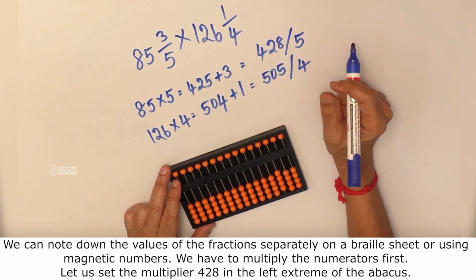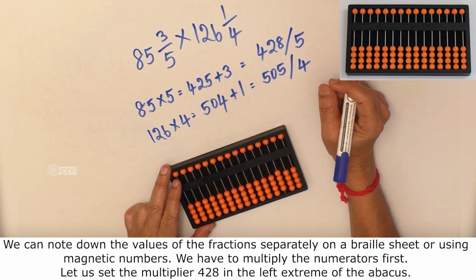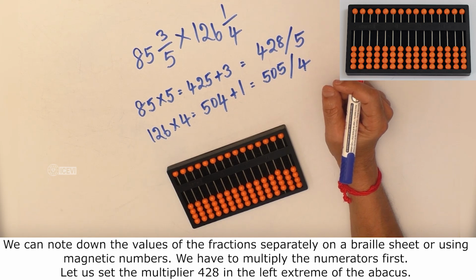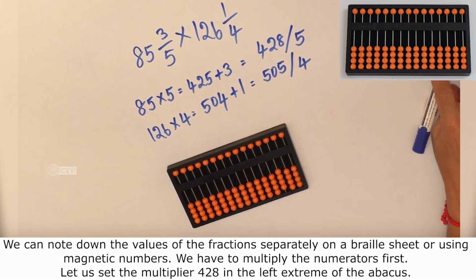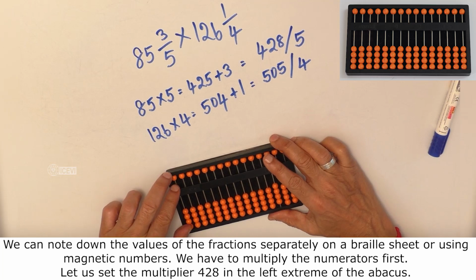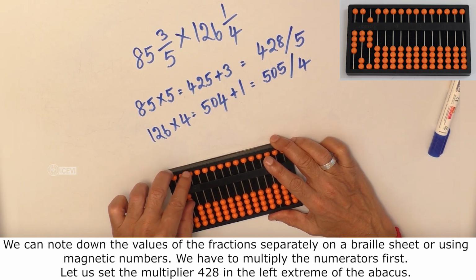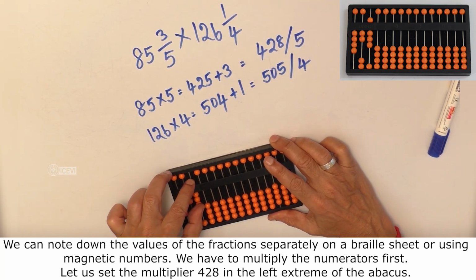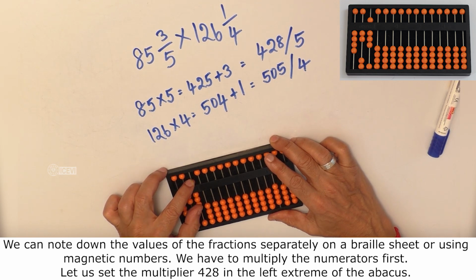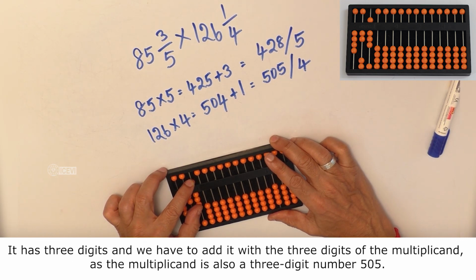We can note down the values of the fractions separately on a braille sheet or using magnetic numbers. We have to multiply the numerators first. Let us set the multiplier 428 in the left extreme of the abacus. It has 3 digits and we have to add it with the 3 digits of the multiplicand, as the multiplicand is also a 3-digit number, 505.